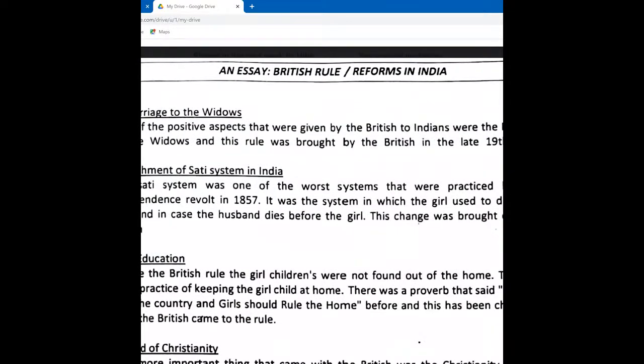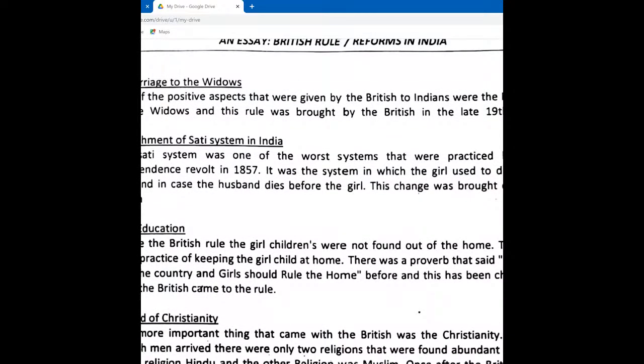Moving on. Now this is just a general overview of British rule. When the British had entered India, they had fully established themselves. What kind of changes had they made in the political structures, and the reforms that they had introduced in the subcontinent? Number 1, remarriage of widows. One of the positive aspects given by the British to Indians was the remarriage of widows, and this rule was brought by the British in the late 19th century. Indian culture didn't allow widows to remarry, but the British abolished this and introduced another law, legalizing remarriage of widows.